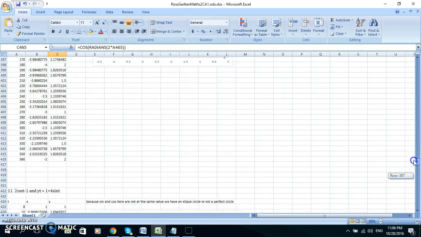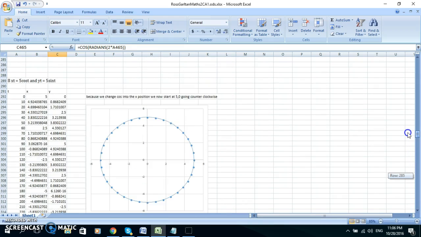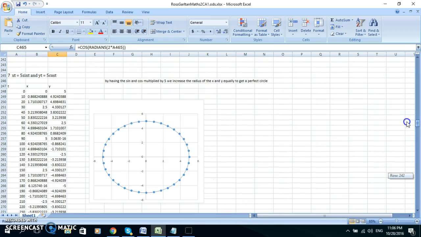So in circular motion, if we want to control the radius, here for example we have 5 times sine t and 5 times cosine t, but that result did increase the radius on the x axis to 5 and increased it on the y. As we increased them both at the same value, we got a perfect circle. We increased our sine and cosine.